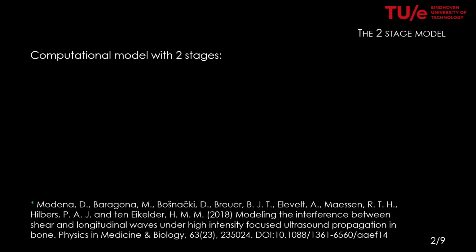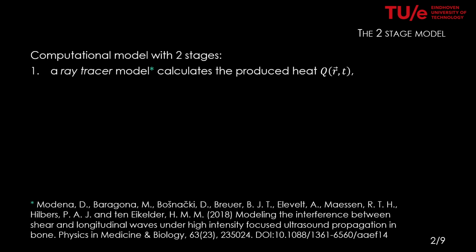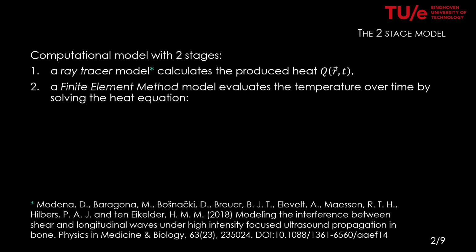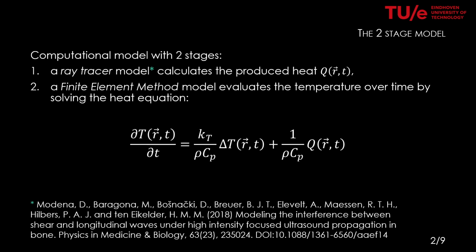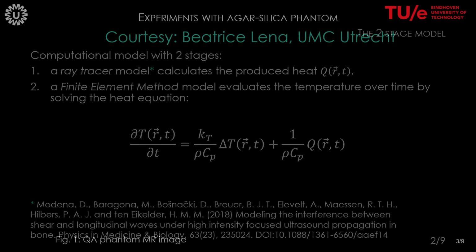At our group, we have developed a model that can simulate temperature maps consisting of two stages. In the first stage, a ray tracing model calculates the heat production. The model incorporates interference between shear and longitudinal waves and can be used to simulate isotropic fluid and solid materials. In the second stage, a finite element model is used to evaluate the temperature over time by solving the heat equation, with the heat production as a source term.